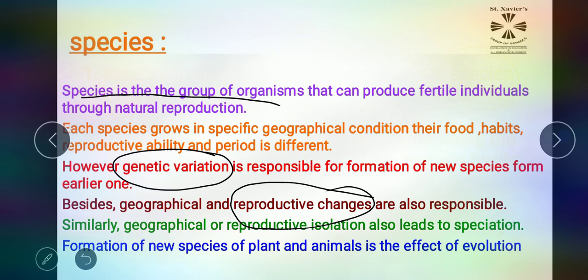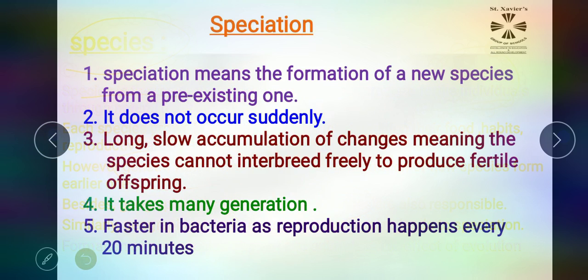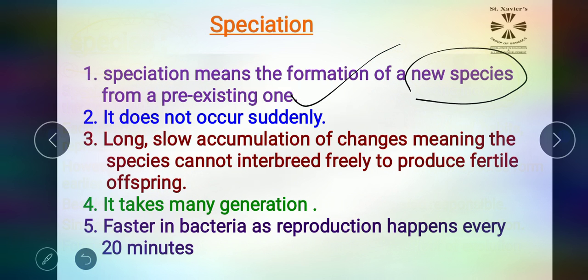So, students, you know what a species is. Let us continue. What is speciation? Speciation means the formation of a new species from a pre-existing one. It does not occur suddenly. Formation of species takes millions of years. When we talk about human evolution, it took about 7 crore years. So it does not occur suddenly; it takes many generations.